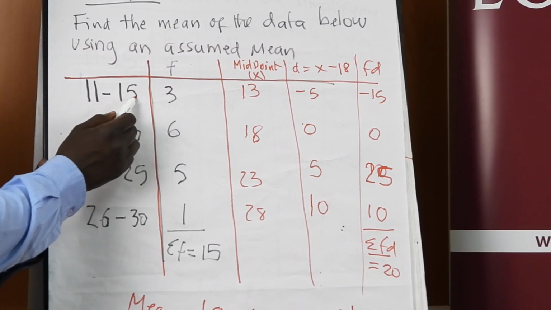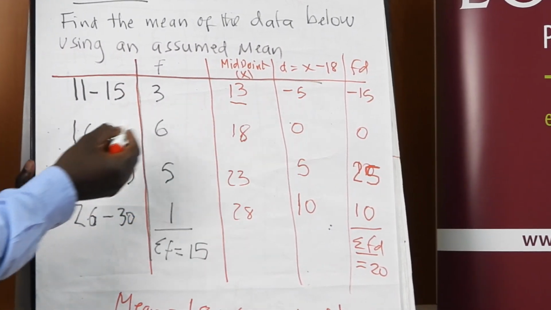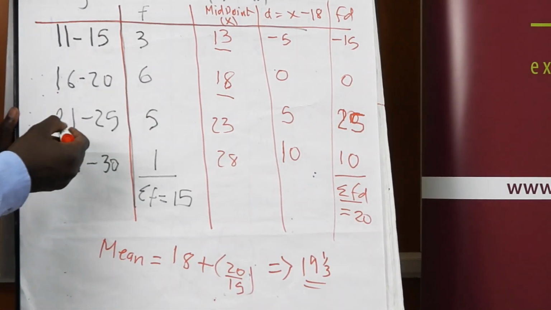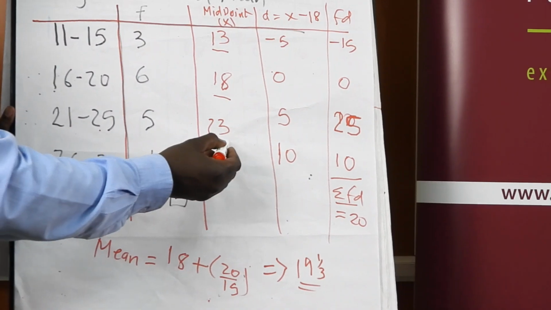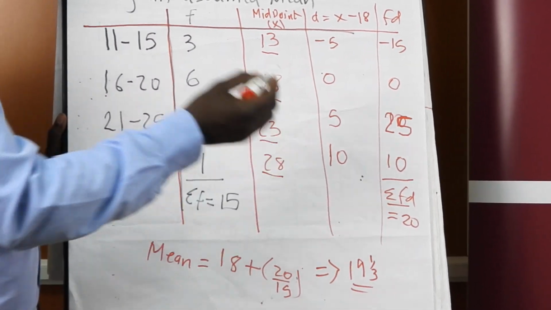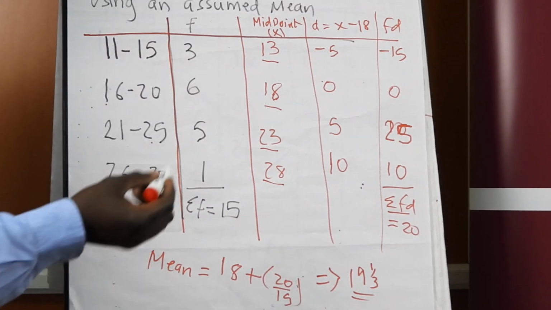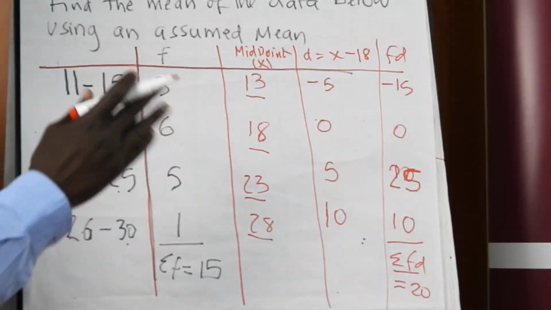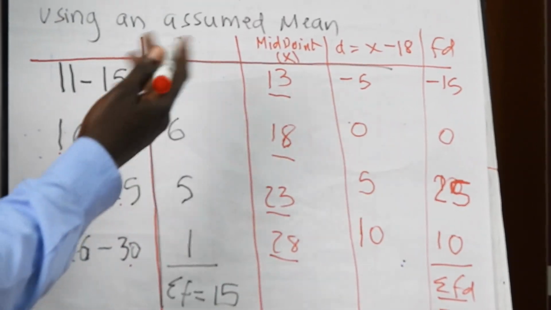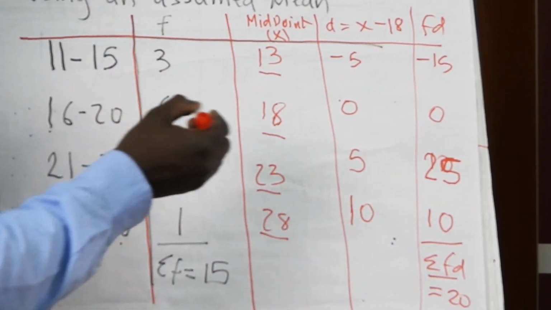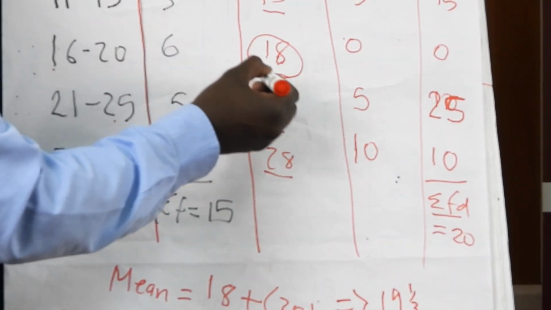Between 11 to 15, the midpoint is 13. Between 16 to 20, the midpoint is 18. 21 to 25, the midpoint is 23. And the last class, 26 to 30, the midpoint is 28. We have the frequencies. So the first thing, we'll identify an assumed mean. Any assumed mean can work, but preferably choose from the numbers given and preferably one that's nearer the middle. So I chose 18 as my assumed mean.